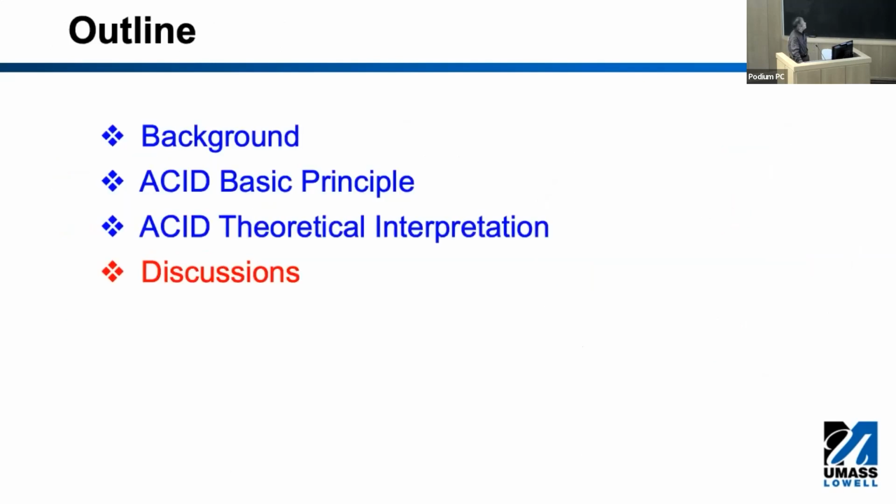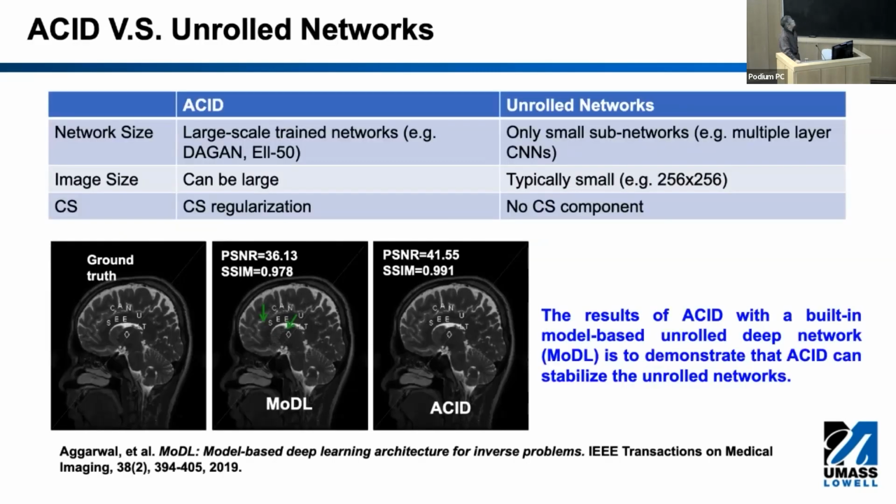Next, let me discuss some related issues. The first one is that currently many people publish papers with unrolled networks. I would like to say ACID has a significant difference from the unrolled network. First of all, for the unrolled network, because we usually need to train the whole network, it needs a lot of memory. Therefore, unrolled networks can only have small subnets, while ACID can have a very big net. This is the first thing.